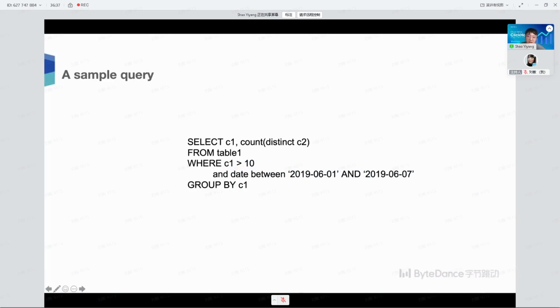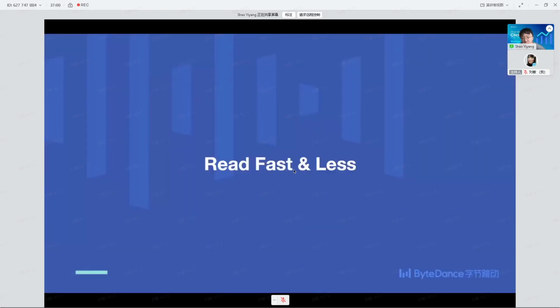For example, this is a very typical analytical query. You select certain columns and you count distinct for another metric from a table, and you have some filtering conditions, and you group by one dimension. Okay. So this is quite a typical analytical SQL query. So how do we process this query fast?